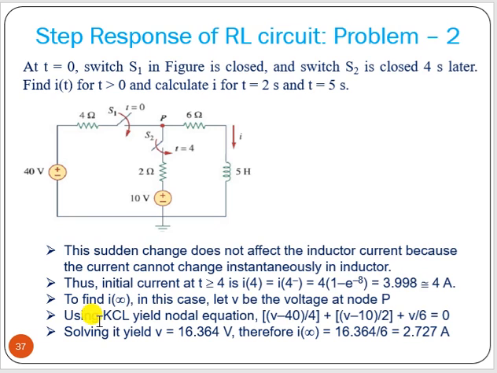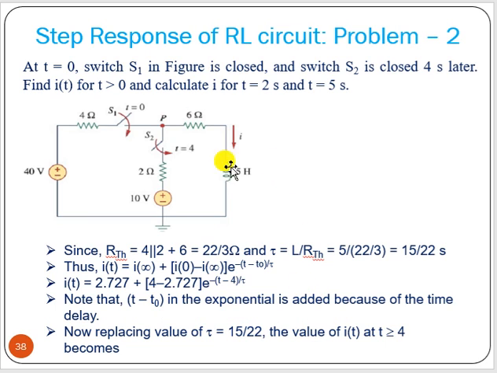Okay. Now we have to find out I infinity. Now I infinity is what? Now if we apply node voltage, I mean KCL at node P, what we can write? Say the voltage at node P is V. V minus 40 divided by 4 plus V minus 10 divided by 2 plus V minus 0 by 6. Okay. So we got the value of V. If we got the value of V, then this I is nothing but V divided by 6. So we got the I infinity value.